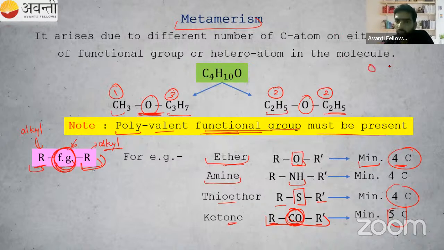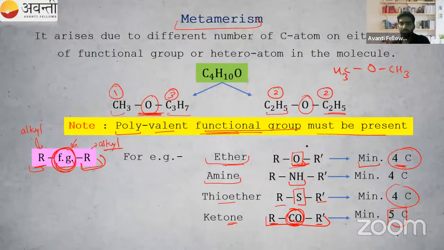Suppose you are having O, then you are having CH3, and then you are having CH3. So how many carbons on the functional group? Total how many carbons? On both the sides of the functional group, that is your ether, how many carbons? 2 carbons. But how many carbons we want minimum on ether? 4. So is it a metamerism or not? No, correct. So it is not a metamerism.